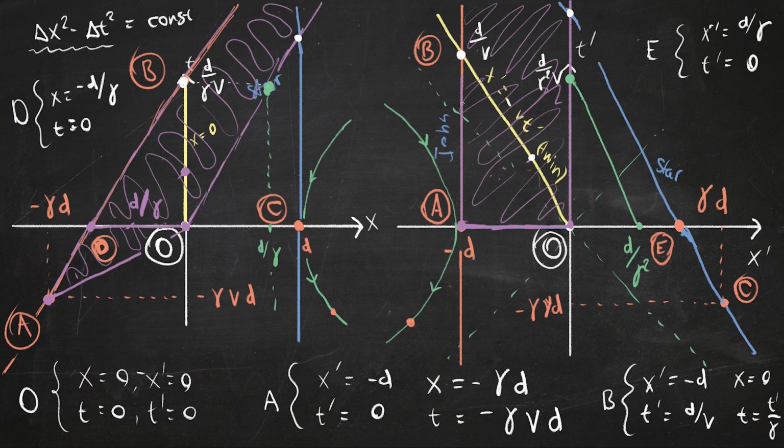Yeah, I see what you're saying. So I think you haven't quite grasped the fact that the event A actually has a negative time in this frame. And that's why you're getting what appears to be an asymmetric result.